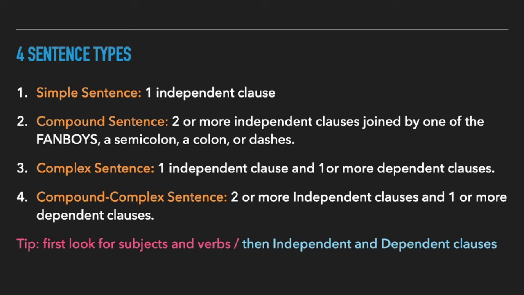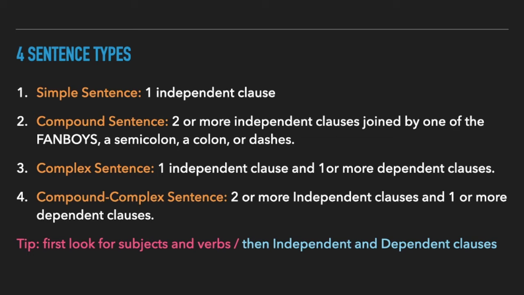Then we can also use dependent clauses. So number 3 is called a complex sentence. This type of sentence contains one independent clause and one or more dependent clauses. And remember, you can have as many dependent clauses as you like in this type of sentence. So number 4 is called a compound complex sentence. And these tend to be longer, but again, we're talking about the type of clauses in a sentence.